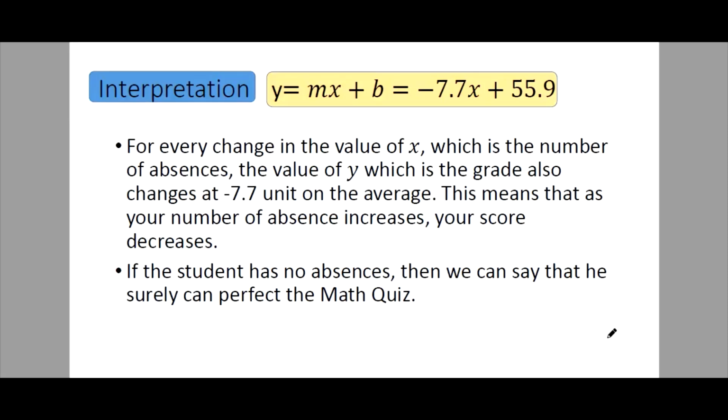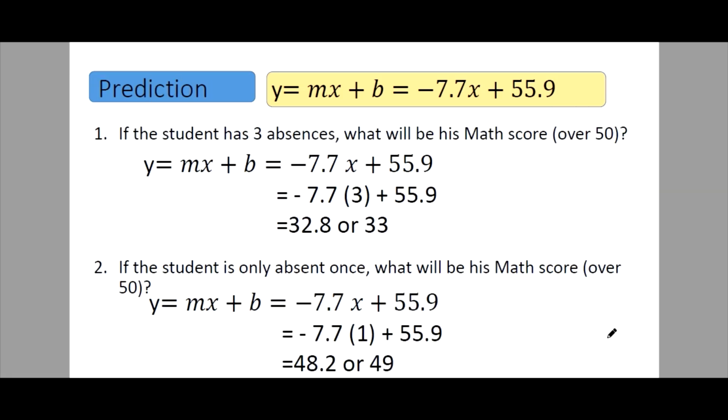So for every change in the value of x, which is the number of absences, the value of y, which is the grade, or the score, also changes by negative 7.7 units on the average. This means that as your number of absences increases, your score decreases. So that's why it's negative, or they are negatively correlated. So if the student has no absences, then we can say that he can surely perfect the quiz.